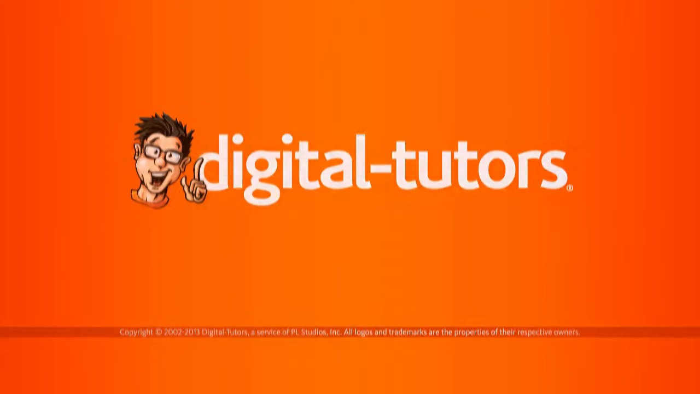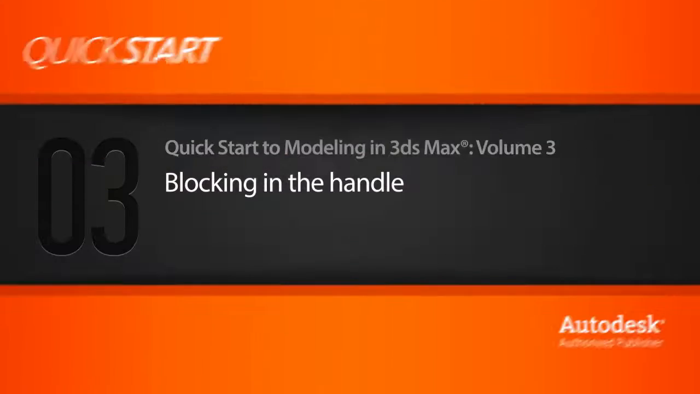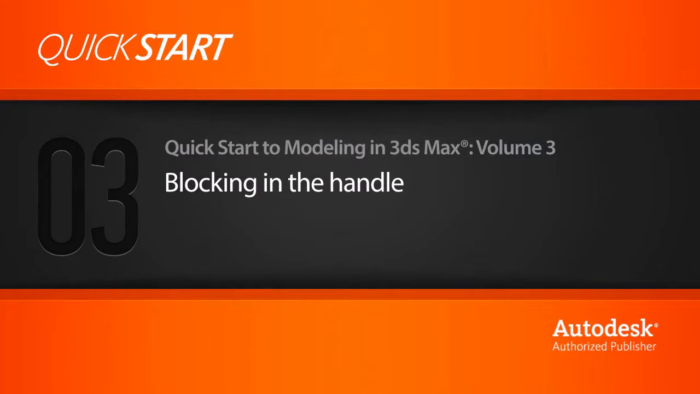In this lesson, we'll begin blocking out the basic shape of the handle and explore how the Turbo Smooth modifier works.